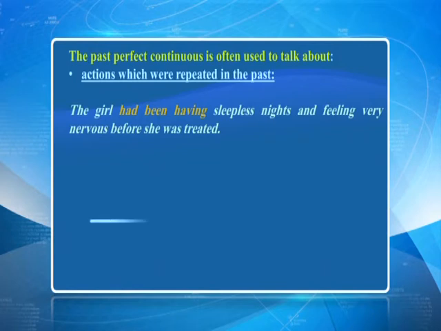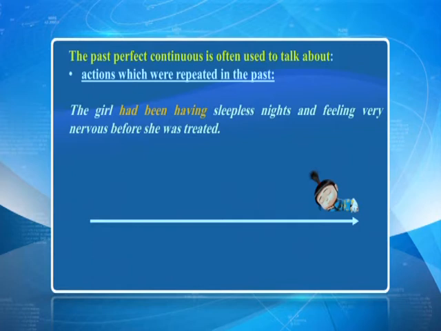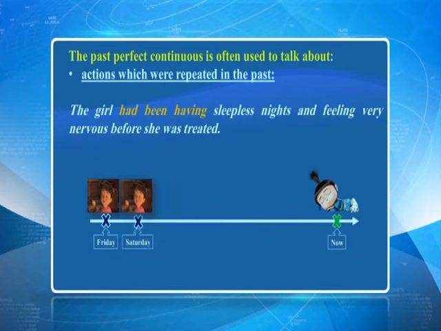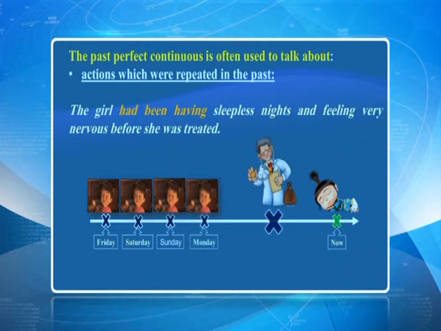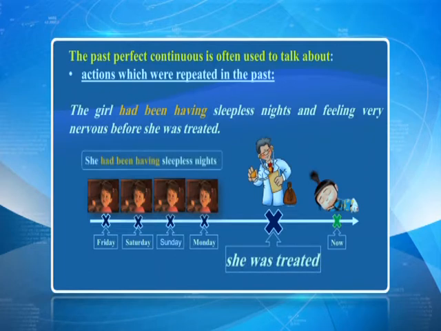in the past. So the timeline again, this is the present, and the girl is fine, is having a restful night. However, last Friday, she had a sleepless night. On Saturday, the same thing happened. The same thing was repeated on Sunday and on Monday. Then her mother took her to the doctor and she was treated. So notice that she had been having sleepless nights. This happened to her many times in the past before she was treated.